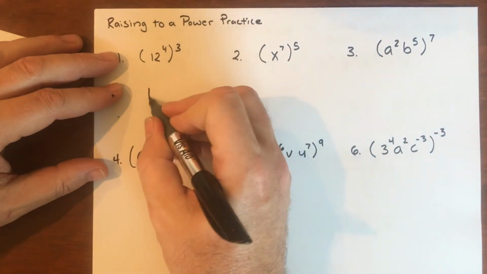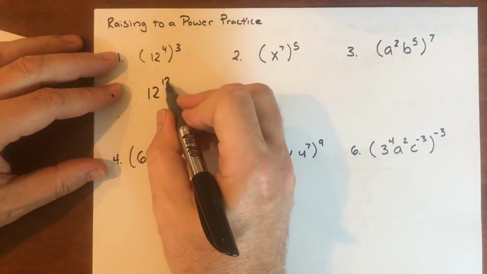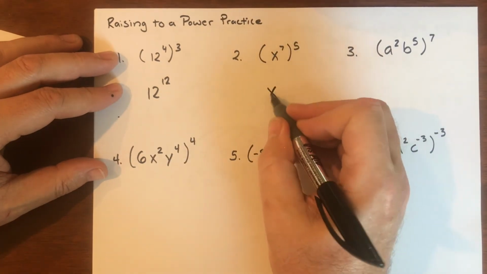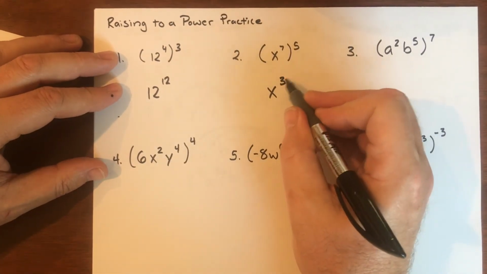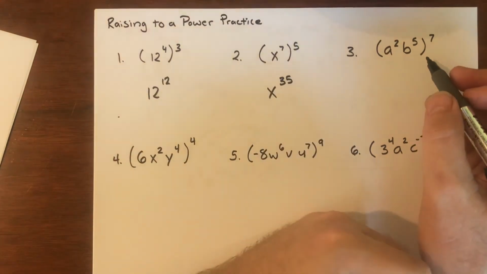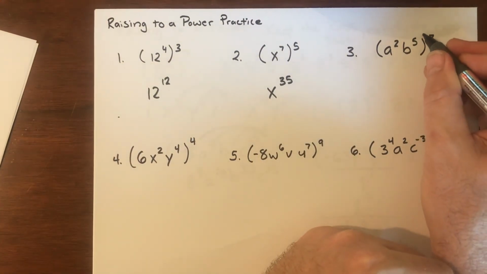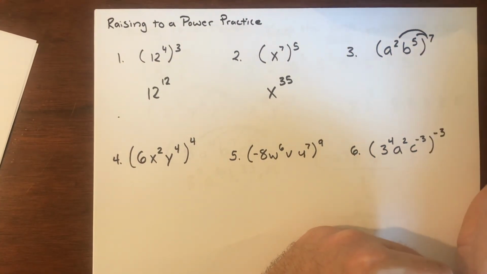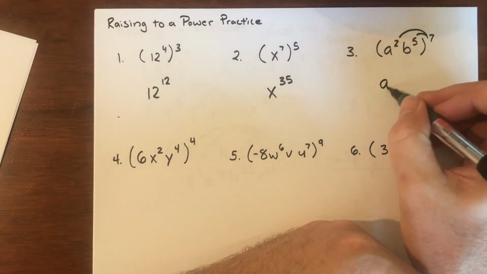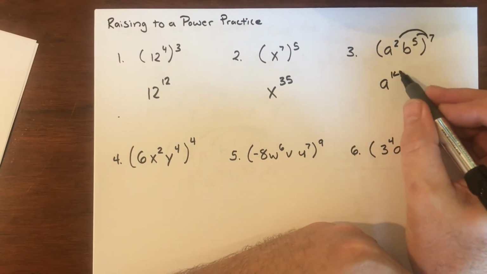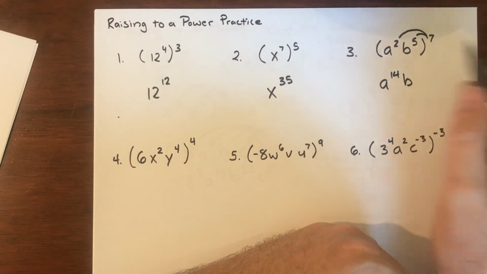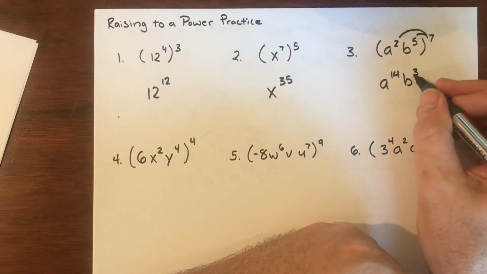Keep that base of 12. 4 times 3 is 12. Boom. Keep that base of x. 7 times 5 is 35. And now I've got double bases, and I am going to distribute. Keep that base of a. 2 times 7 is 14. Keep that base of b. And 5 times 7 is 35.